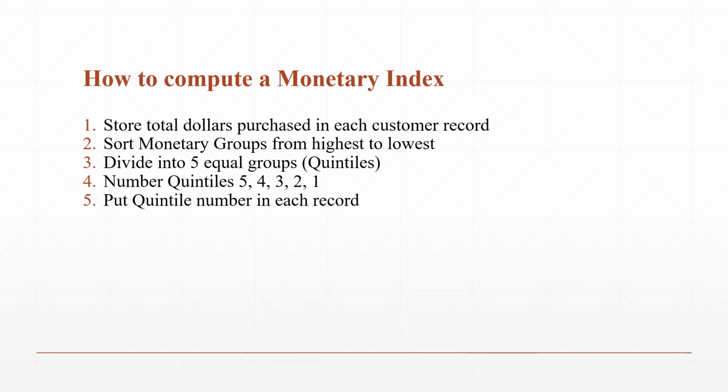Next, and finally, we need to do the M in RFM, the monetary index. You need to store the total dollars purchased by each customer record, and then you need to sort the monetary groups from the people who have spent the most money with us, the highest, to the people who have spent the least money with us, the lowest. Once again, you divide it into 5 equal groups, quintiles, and you assign a number. 5 being the people who spent the most money with us, down to the 1s, the people who spent the least amount of money with us. Then you put that number in the record.